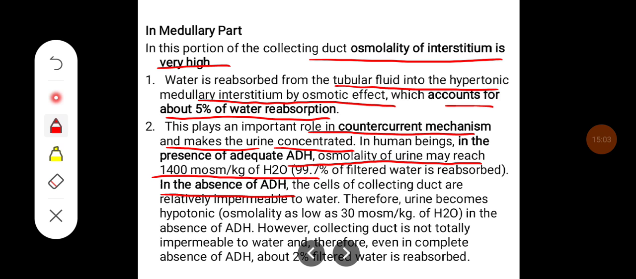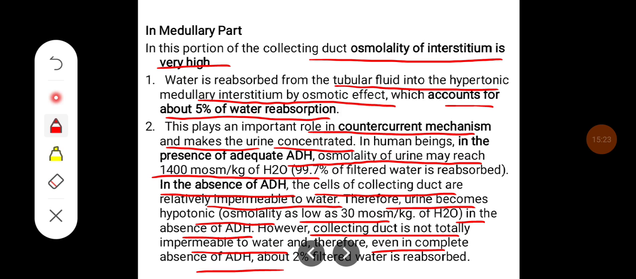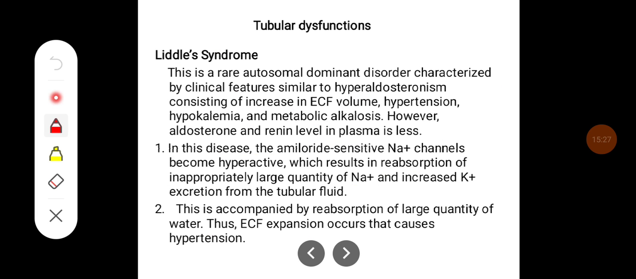In the absence of ADH, the cells in the collecting duct are relatively impermeable to water. Therefore, urine becomes hypotonic in the absence of ADH, where osmolarity can be as low as 30 milliosmoles per liter. However, the collecting duct is not totally impermeable to water, and therefore, even in complete absence of ADH, about 2% of filtered water is reabsorbed.